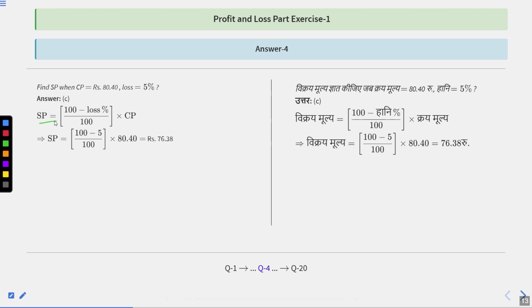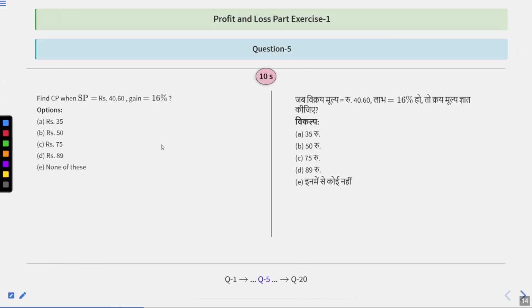We use this formula for loss. When loss happens, then SP equals (100 minus loss percent) upon 100 multiplying by CP. So we just put the values: 100 minus 5 upon 100 multiplying by 80.40, which becomes 76.38 rupees. So C is the correct answer.